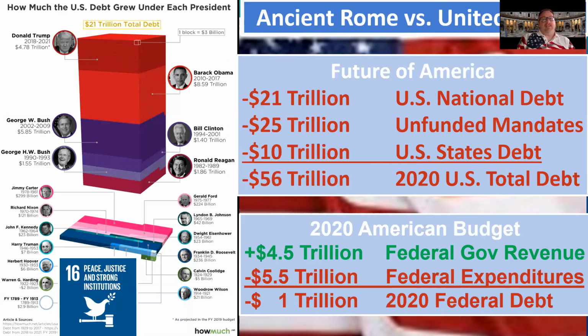The US state debts, if you add that all together, the current US national debt is $56 trillion. The 2020 American budget, we expect revenues to be somewhere around 4.5 trillion. In the aftermath of Corona, that's probably going to go down closer to 4 trillion. Our federal expenditures are going to go from 5.5 trillion. That means just in this last year, if the numbers hold up and we do well, we're going to go $1 trillion in debt.